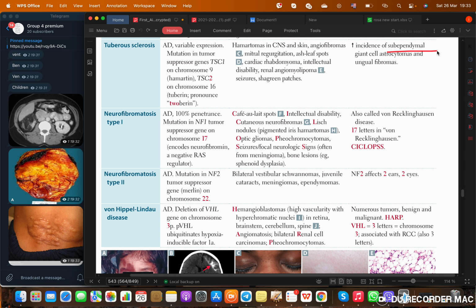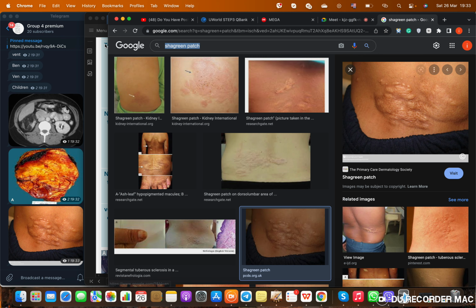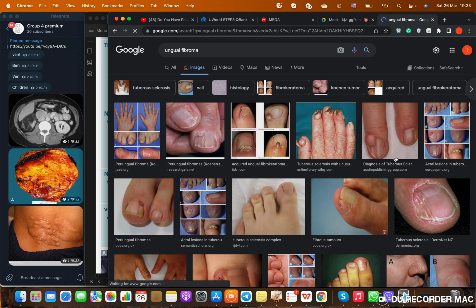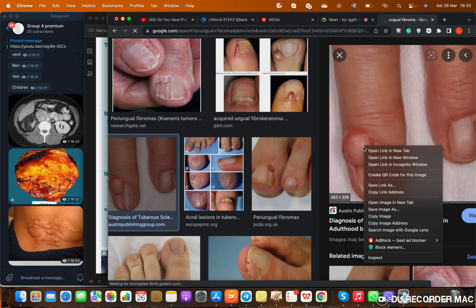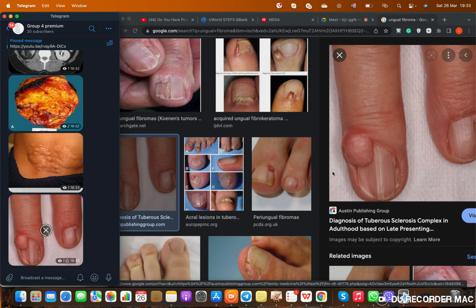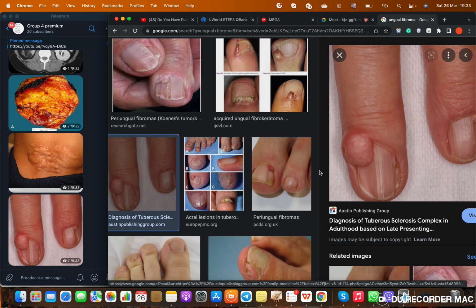More incidence of subependymal giant cell astrocytomas, and ungual fibroma in the fingers. The ungual fibromas are no problem. You just need to know a picture of how it looks rising from the nail. This is ungual fibroma. But the other one I'm more interested in is the subependymal astrocytoma.